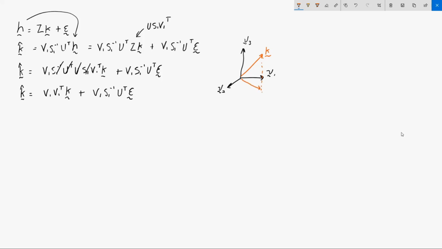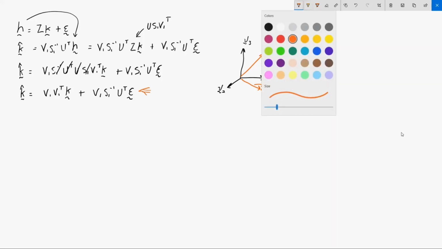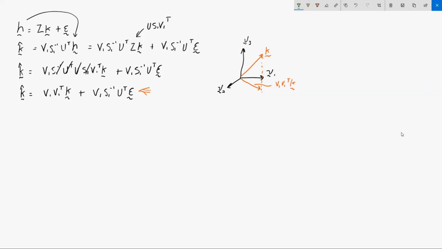That's what we try to estimate, V1 t k. But this equation says that our attempts to estimate it incur error because of the presence of measurement noise. So what we really estimate as our k hat is this vector, and there's two components to the error. It's this term and this term.